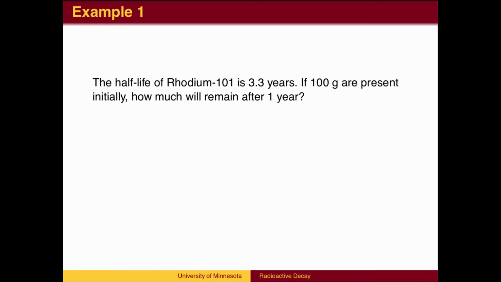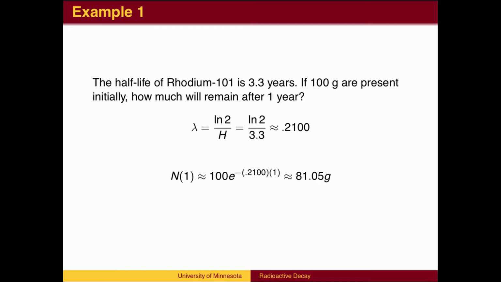Returning to the example, we wish to find the amount that remains after 1 year, if we know the half-life. We begin by finding the decay rate lambda. We then have a straightforward calculation, plugging in the initial amount, the decay rate, and the time.